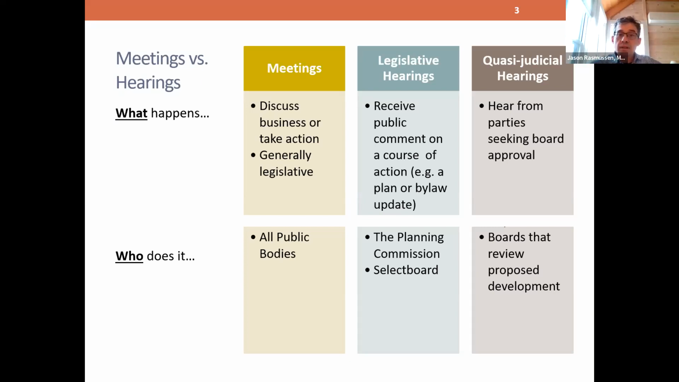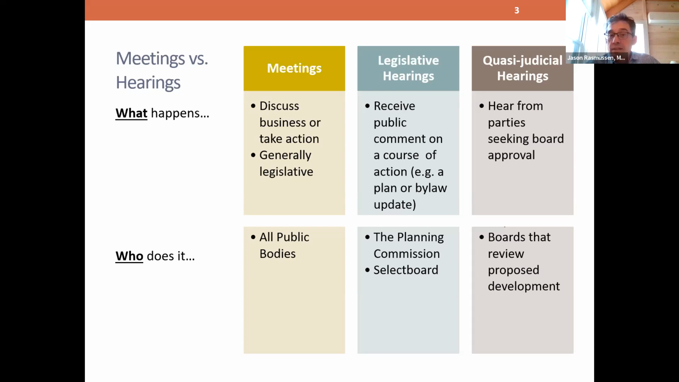So there's different types of meetings here. There's the basic meeting, which is, let's say, the regular planning commission meeting of Cavendish or Chester. Generally speaking, you have a regular meeting schedule, once a month, maybe twice a month. Those are your regular meetings, and you can have special meetings. Meetings are generally where a quorum of the board gets together and they discuss business, they take action, they make decisions. Those are the meetings. Who does it? All public bodies. So that's the planning commission, select board, cemetery commission, you name it. All of those have these meetings.